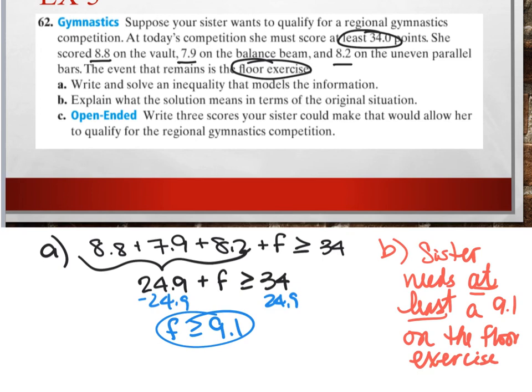Now for part D or C, it says to write 3 scores that your sister could make that would allow her to qualify. So if we just write 3 scores, and you can pick any 3 scores that you choose, but she could have something like a 10, a 9.6, or a 9.9. Those would just be 3 that I would select.